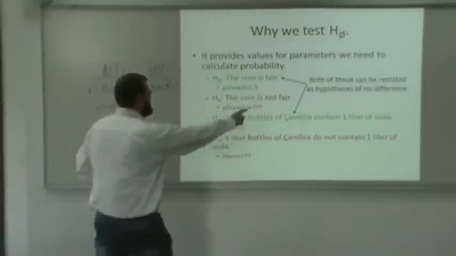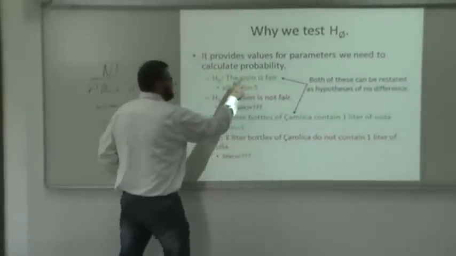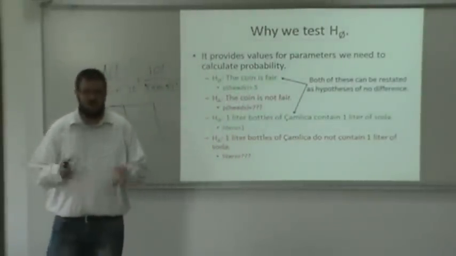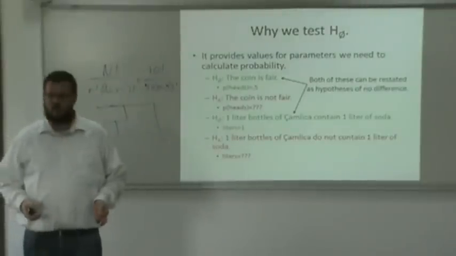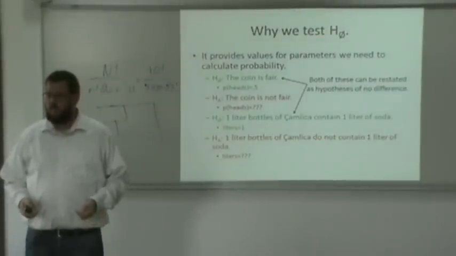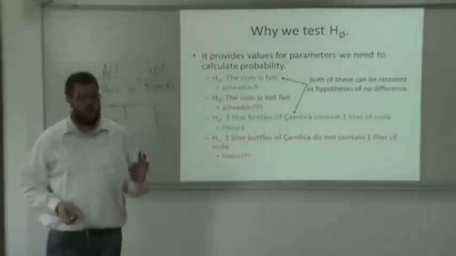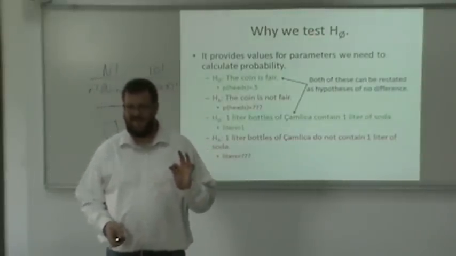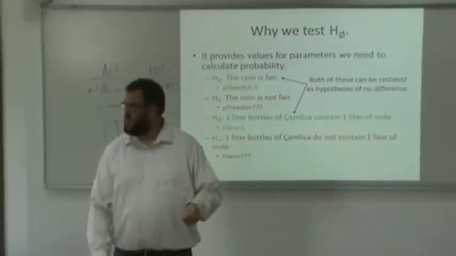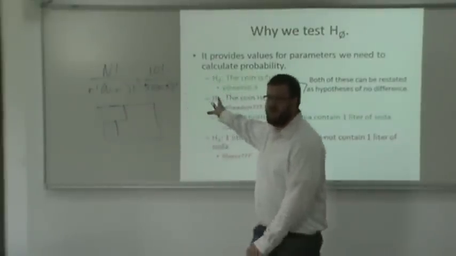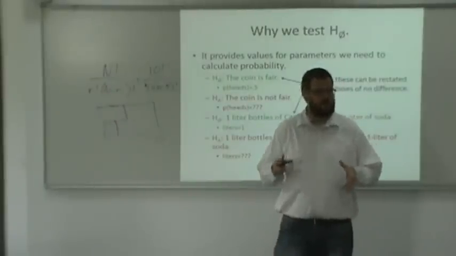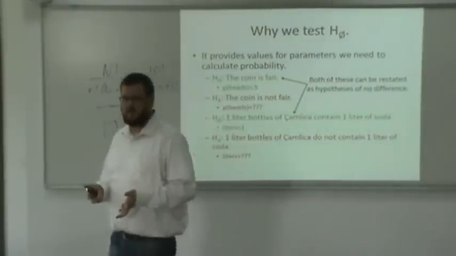Okay, how can this be restated as a hypothesis of no difference? If the coin is fair, what 2 things are the same? Yeah, so if we wanted to restate this as a no difference type of hypothesis, we could say the probability of heads equals the probability of tails, right?